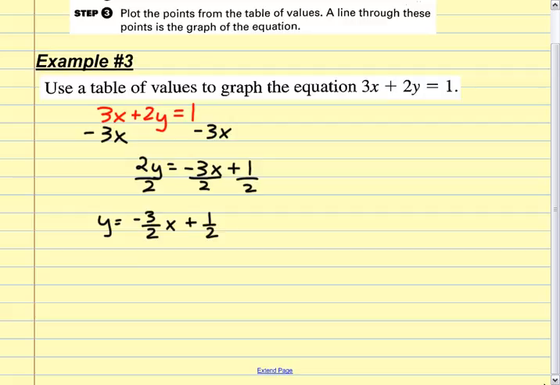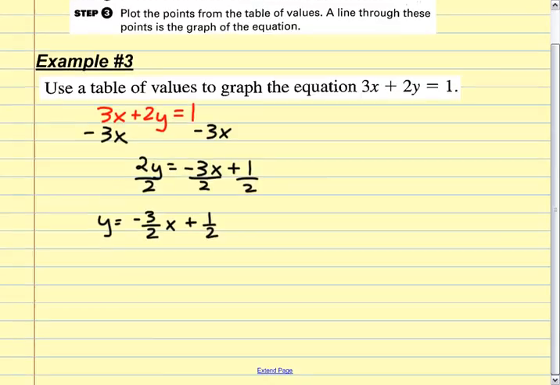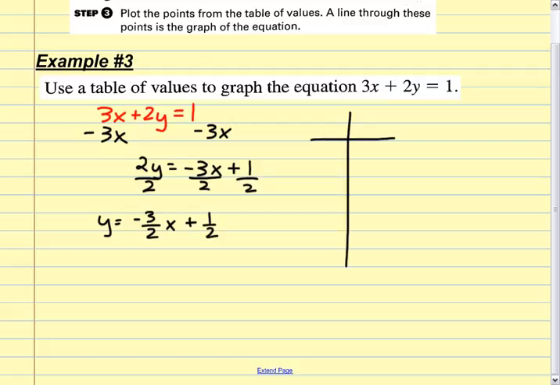Now it says choose a few values of x and make a table of values. Now a table of values looks like this. It's a T-chart. X on the left, Y on the right. Taylor, I want you to pick 3 values of x, and then we'll find out what the y is. But what would you like the x to be? Okay, let's do 2, 3, and 4. We'll just say 2, 3, 4.